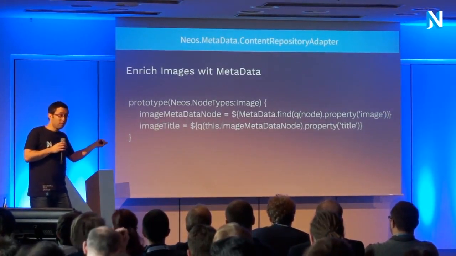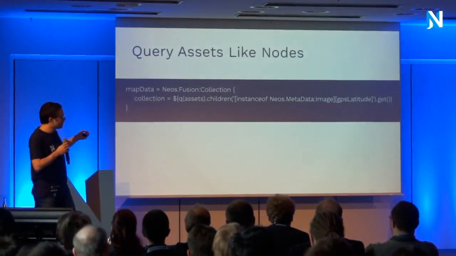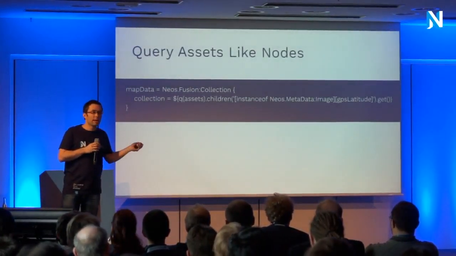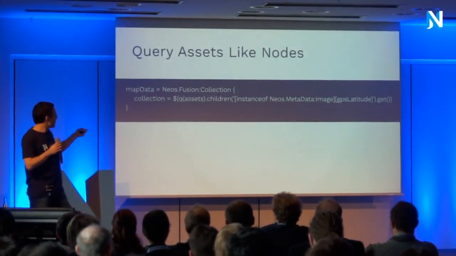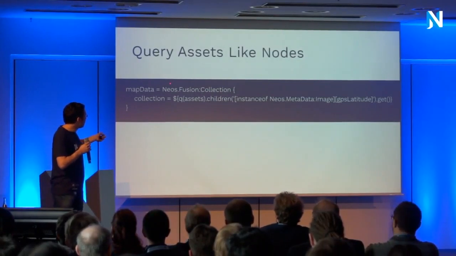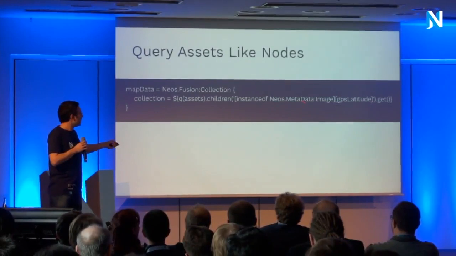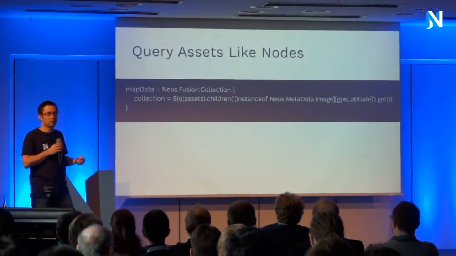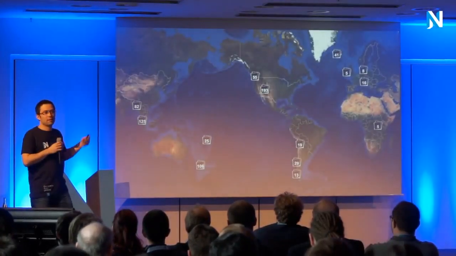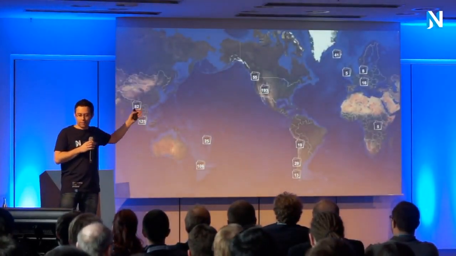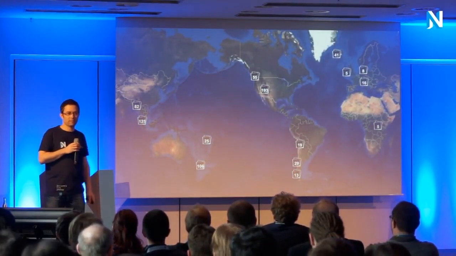Or what I think is much cooler, you can query this asset like you do it with normal nodes. So for my use case, I just say, give me all assets that are of the type image and which have a GPS latitude or longitude, and then I build a website and a map with all the images on that on my website.